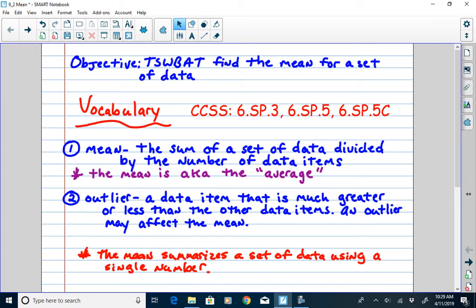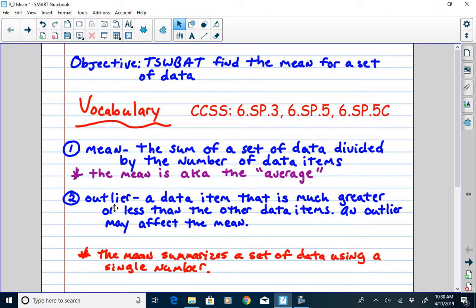Our lesson today is to be able to find the mean for a set of data. The vocabulary words today are going to be mean, which is the sum of a set of data divided by the number of data items. The mean is also known as the average for a set of data.